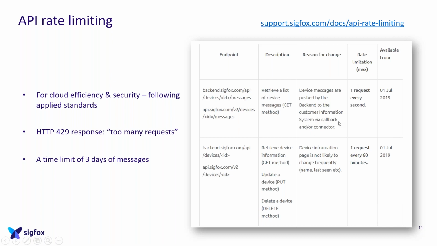It is actually fair. The only endpoints that have been restricted today are messages and devices, so 2 endpoints. It is one request every second for the messages and one request every 60 minutes for the devices. You will get an HTTP 429 if you do too many requests. Also, a time limit of 3 days of messages has been implemented in the API v2. I need to check internally because I'm thinking it's a little bit rushed. It's not so much, but since we should implement callbacks to get messages, it's fair, I think.